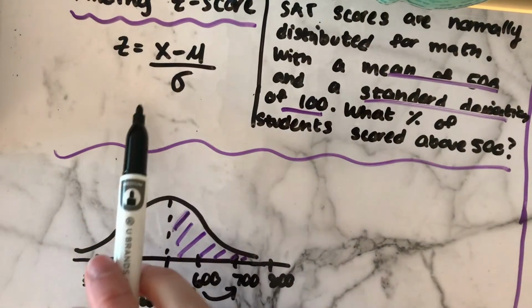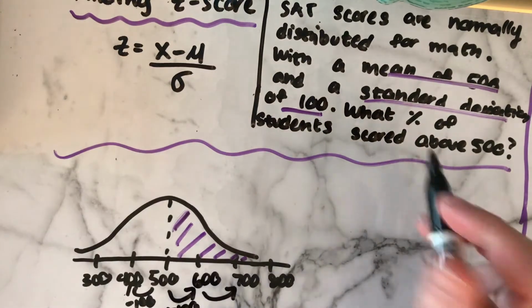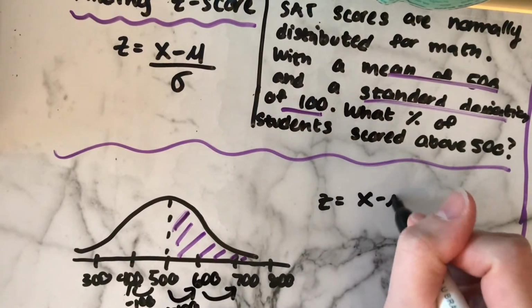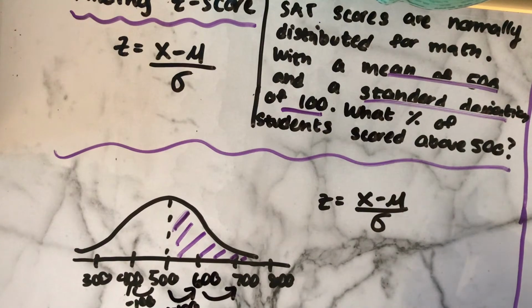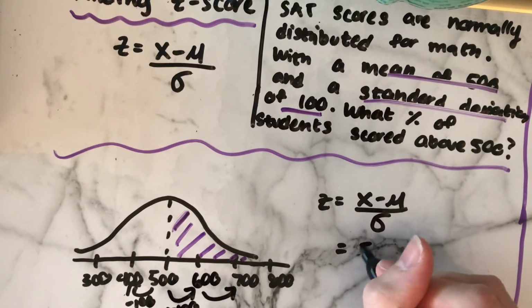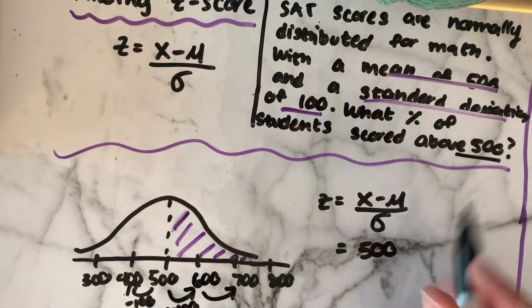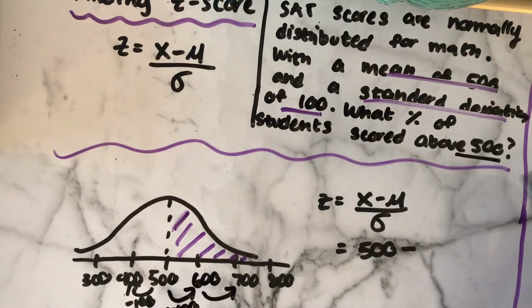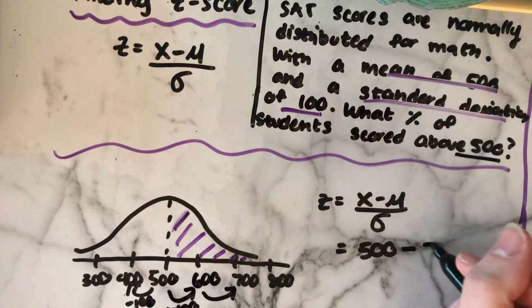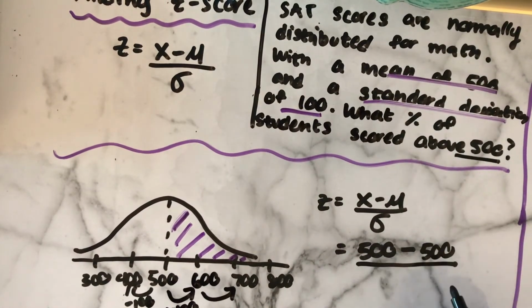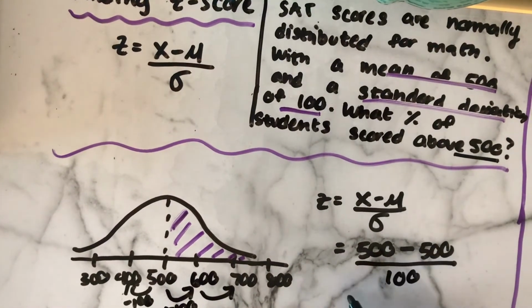So if you notice over here we have the z-score formula, which is x minus mu all over sigma. Our x in this problem is going to be 500 because we want to know the percent of students that scored above 500. So that's going to be our x minus our mu. Mu is always the mean, so that's going to be 500 also, divided by the standard deviation, the sigma, which is 100. So right away we can see that 500 minus 500 is going to be 0, and this is going to be 0.